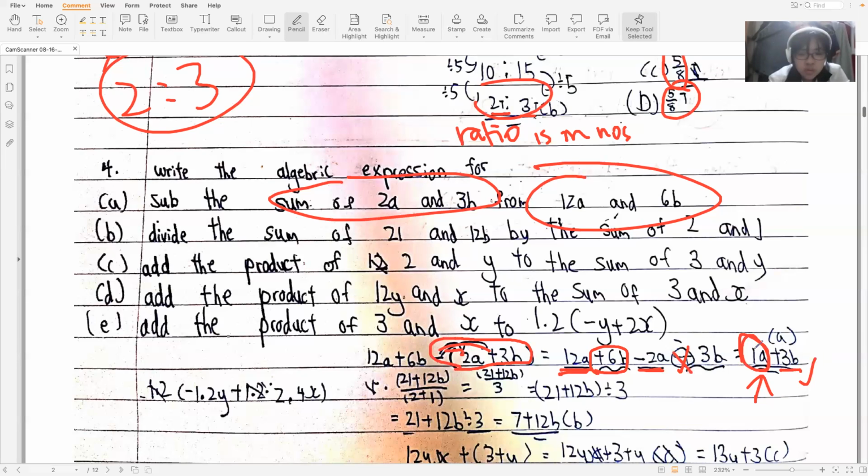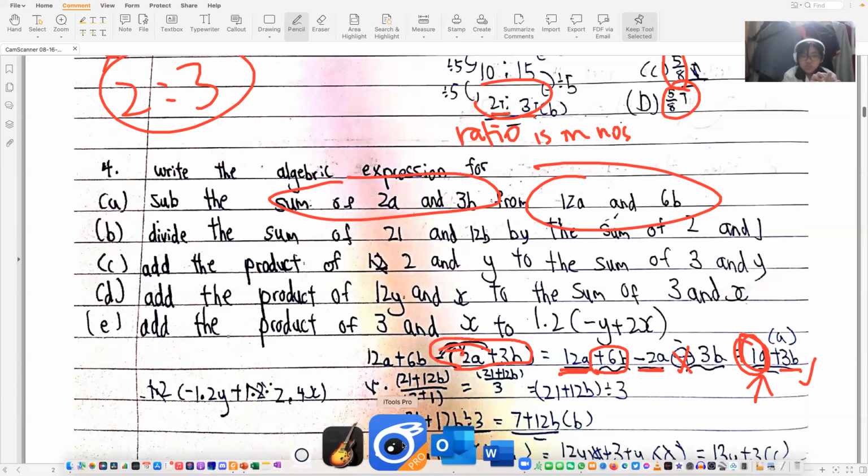This part is correct. I don't know why you get 1a. I seriously don't know why you get 1. Total rubbish, 12 minus 2 is 1? You are in Sec 1 going to Sec 2. 12 minus 2 is a P2 question. Are you in P2? No. Then how come 12 minus 2 you still get it wrong?